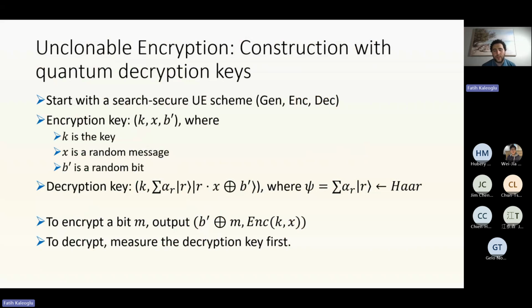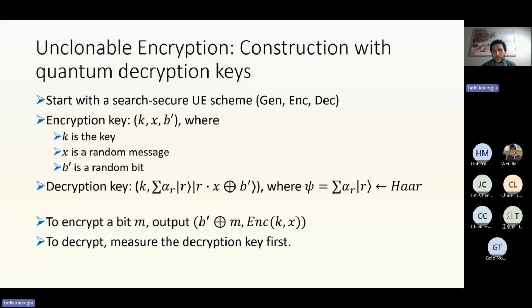What you do is you first measure and collapse this quantum part of the decryption key, which gives you R and R.X XOR B prime. Now, using K, you can recover X through decrypting the ciphertext. And using now X and R, you can recover B prime. And once you have B prime, you can recover M. So it's a simple decryption procedure.